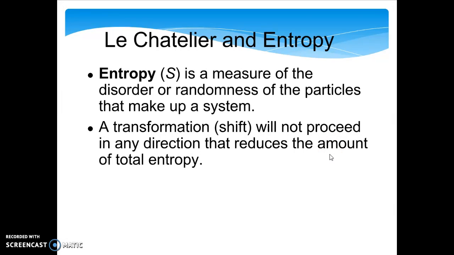There are some other terms and concepts in this unit that you need to be aware of. Entropy, S, is a measure of the disorder or randomness of the particles that make up a system. Just like H, or enthalpy, was a very important value, entropy is another one you really need to be familiar with. A shift will not proceed in any direction that reduces the total amount of entropy. It's just the natural order of the universe: we're never going to go against creating randomness.